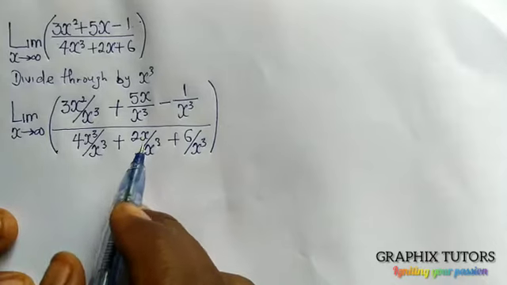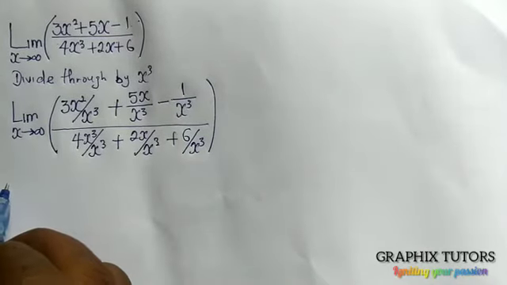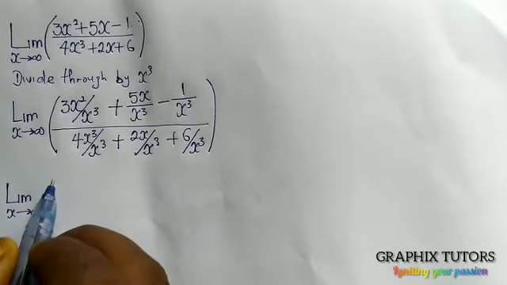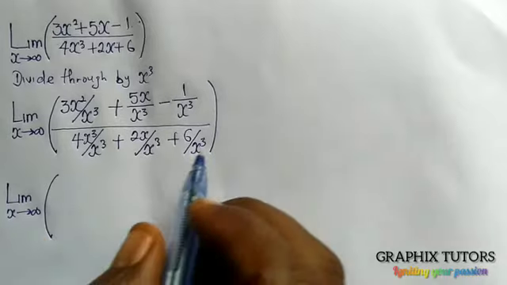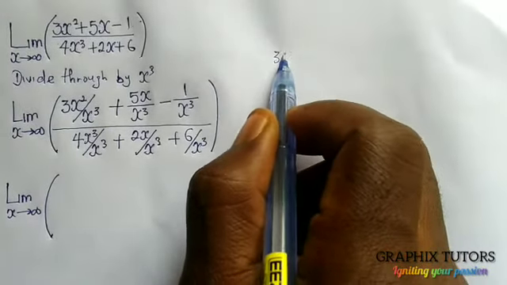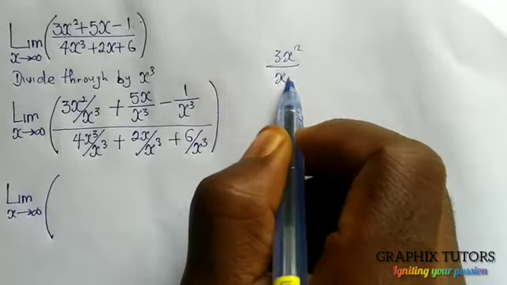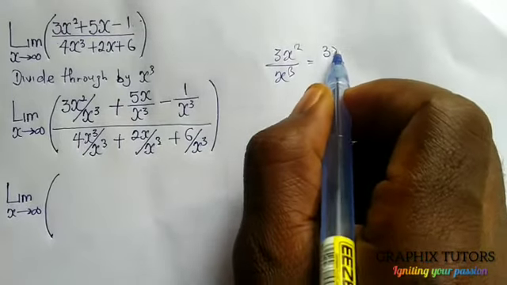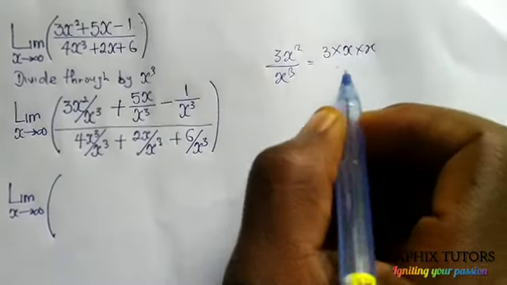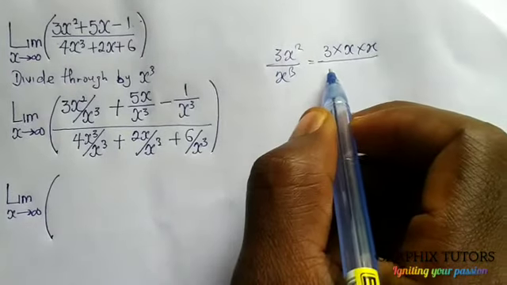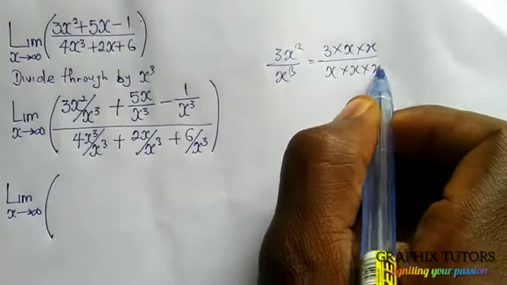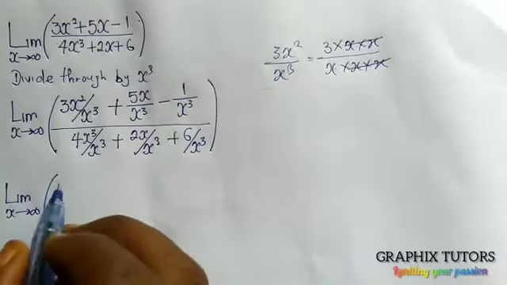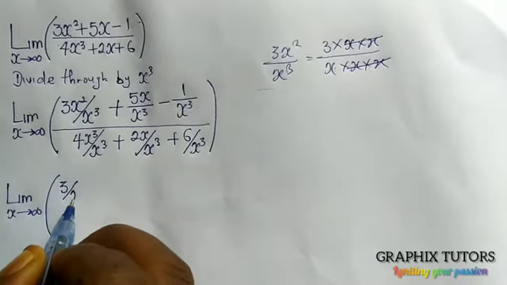Now when you do that, we'll now be having the limit of x tends to infinity. I'll open my bracket. Now you know when you have 3x squared all over x cubed, that is this first one here, it means that it is 3 multiplied by x times x, because x times x is x squared, all over x times x times x, which is x cubed. So if the x's cancel out, what's remaining? 3 over x. So I'm going to input my 3 over x at this point here.